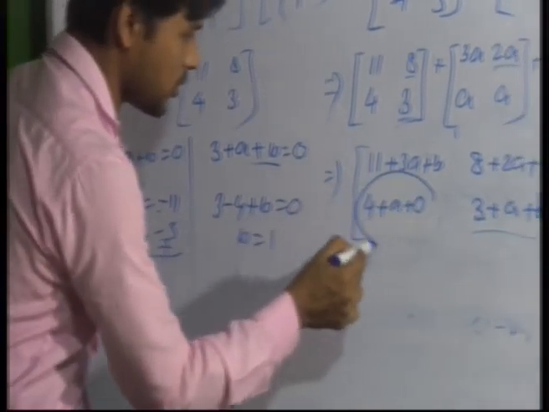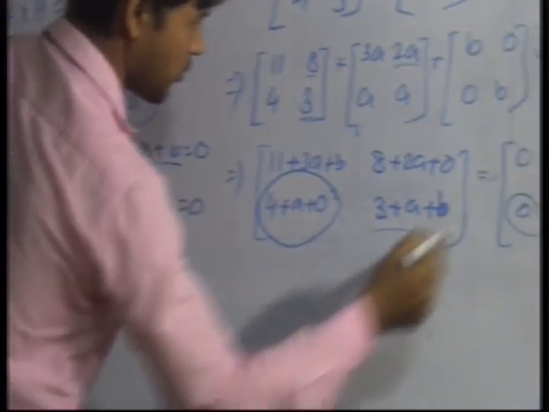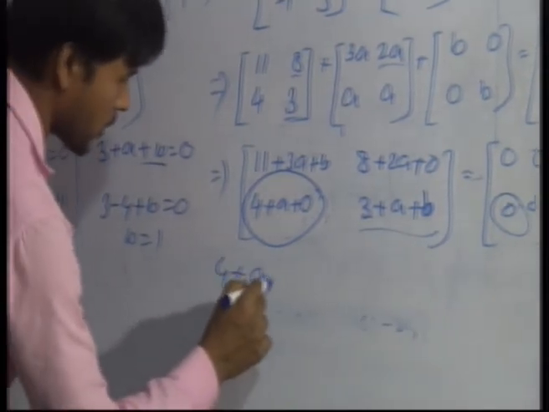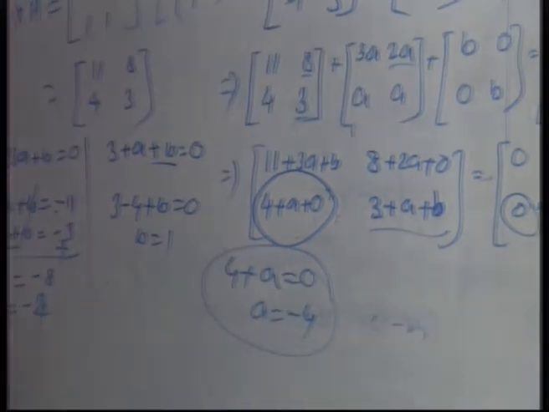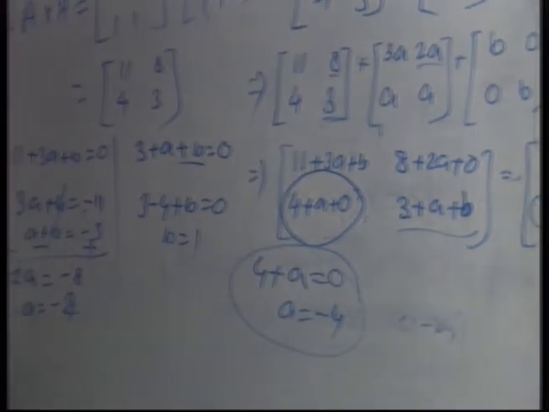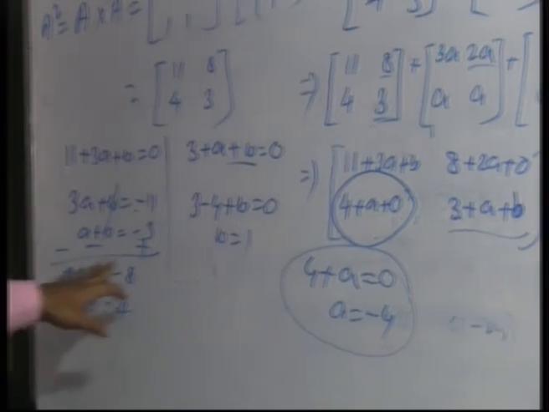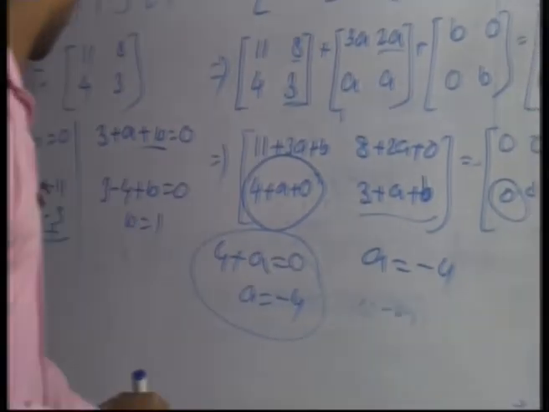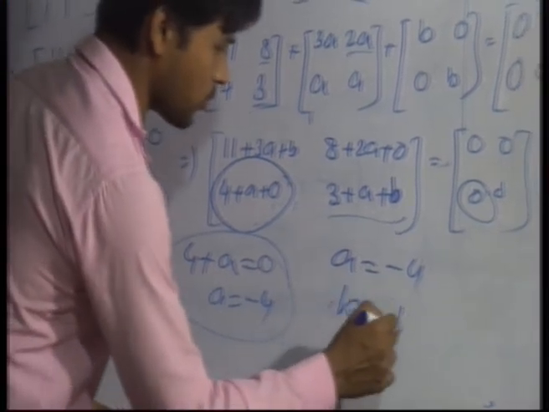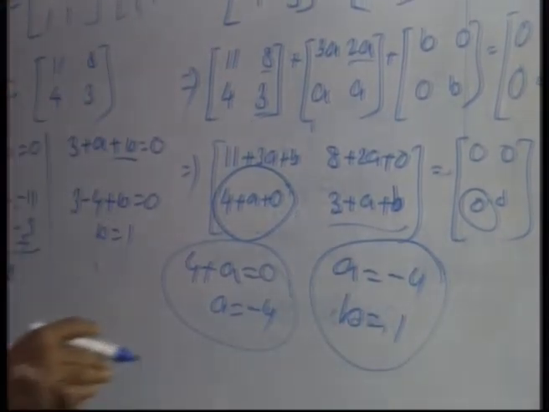If you consider these two, it will be very easy. 4 plus a is equal to 0, so a is equal to minus 4. We can get it directly, we don't need to go for the elimination method. Okay, so the final answer is the value of a equal to minus 4 and the value of b is equal to 1.